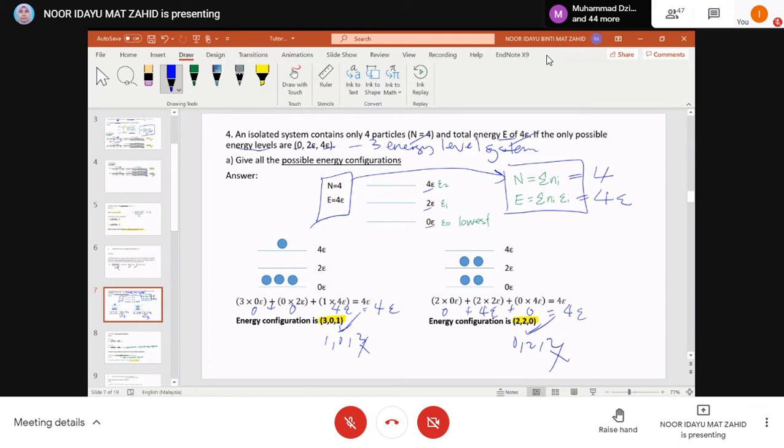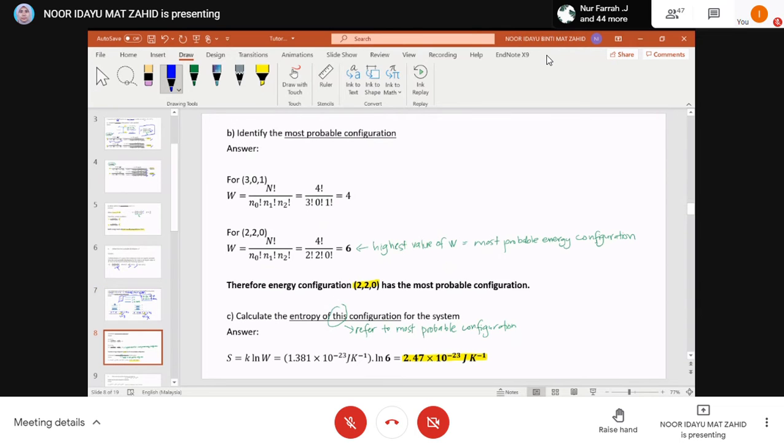If you try to put another energy configuration, for example 1, 1, 2, it will not satisfy. It will satisfy the total number of particles, but it will not satisfy the total energy. So it's a wrong energy configuration. Only these two energy configurations can meet the requirement for this question.